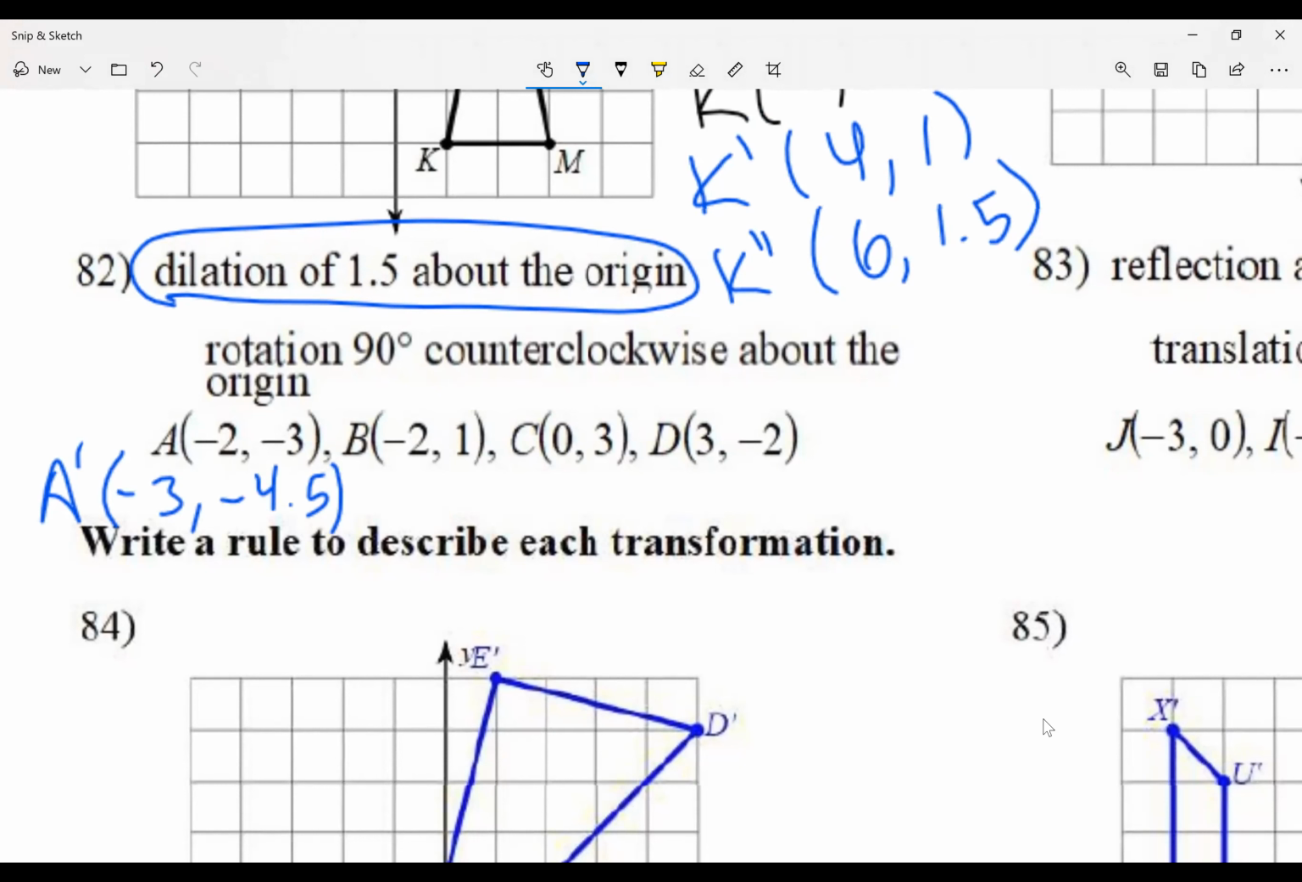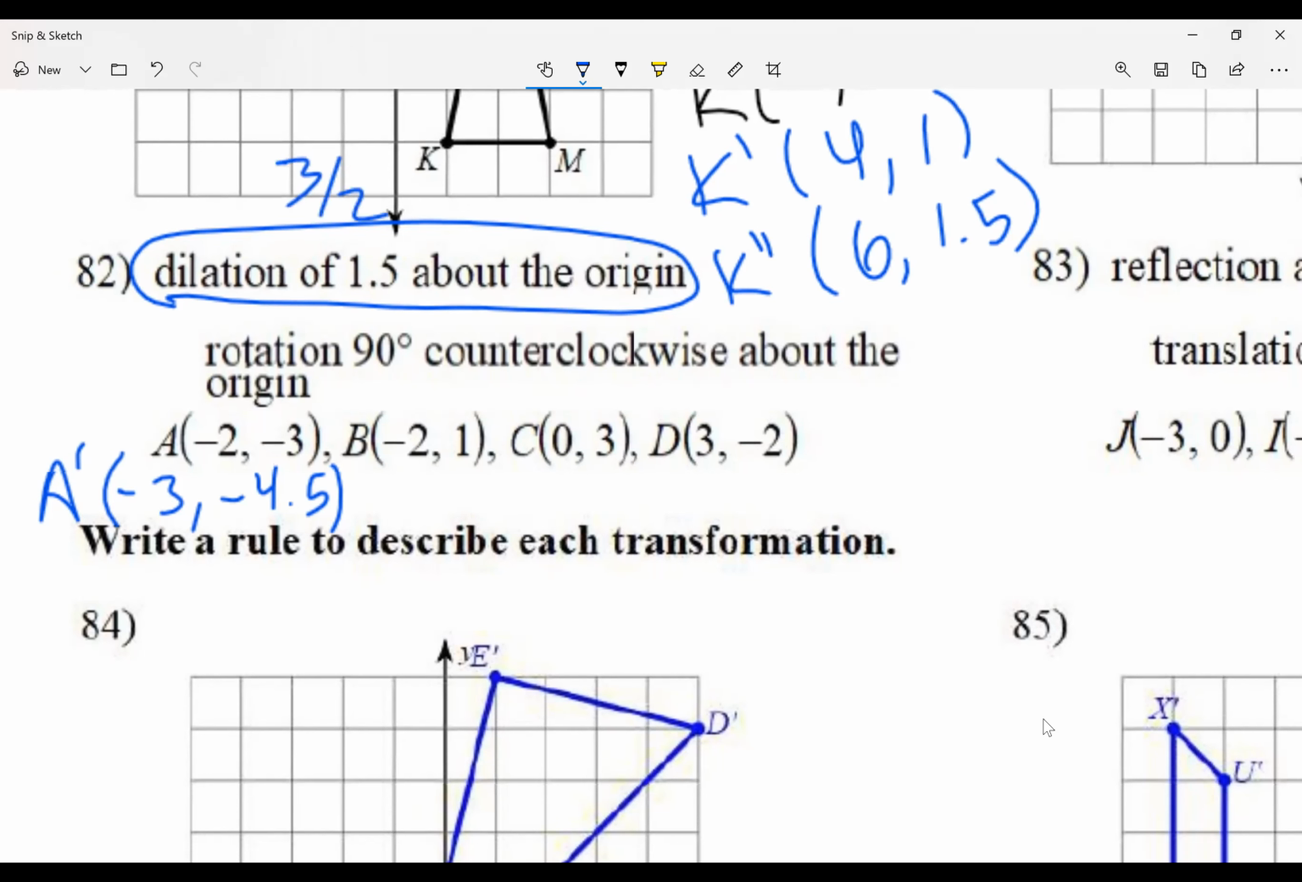Sometimes a dilation will be given to you as a fraction, but for my homework, I'm dealing with everything as a decimal. So if your dilation is given to you as a fraction, change it to a decimal. What do I mean by that? I could have given you this as 3/2, but change it to a decimal. The way you do it is 3 divided by 2, right? That's 1.5. All right, so I did the first transformation.